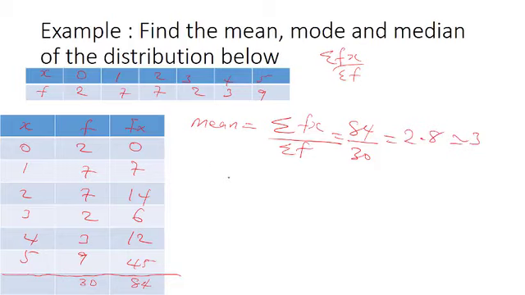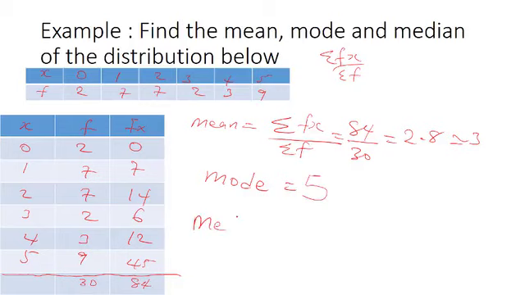Then when you talk of the mode, I told us about the mode, the number that appears most. This table shows that 0 appeared 2 times, that's the frequency. 1 appeared 7 times, 2 appeared 7 times, 3 appeared 2 times, 4 appeared 3 times, then 5 appeared 9 times. So the number that appears the most here is 5, because 5 appeared 9 times. So our mode here is 5.